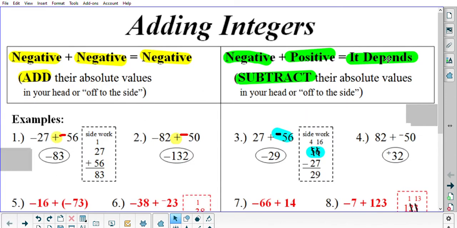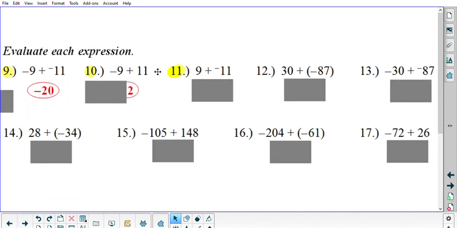Well, I highlighted in green. It's going to depend. Do you remember what it depends on? It depends on who has the bigger absolute value. So who has the bigger absolute value on this problem? It is the 11. It has a bigger distance from 0 than the 9, or the negative 9, would, for the absolute value.